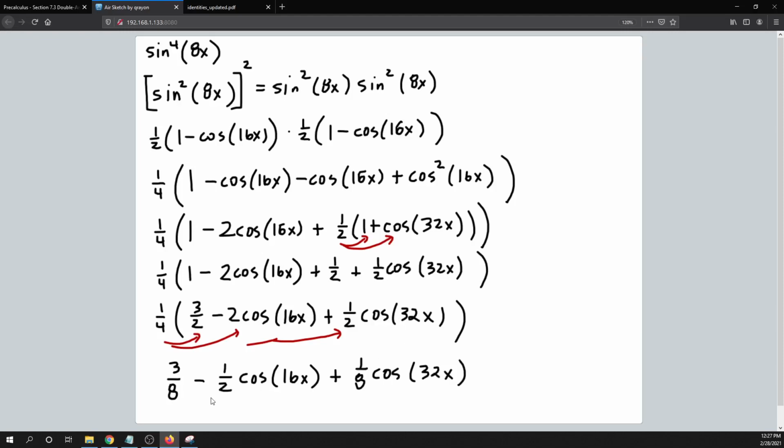And there we go. We have multiplied this out, and we now have an expression involving only cosine to the first power, which is what they asked for. And that is it on that one.